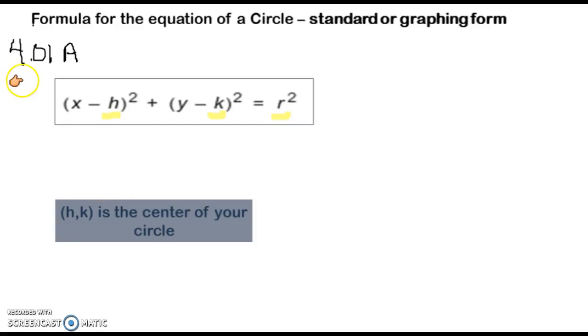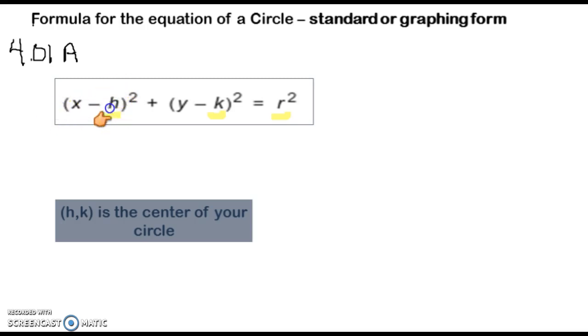All right, this is some help for the 4.01a quiz. The quiz was on the equation of a circle in graphing form. So this is the equation of a circle in graphing form. You do get this on the EOC, so feel free to use this formula.